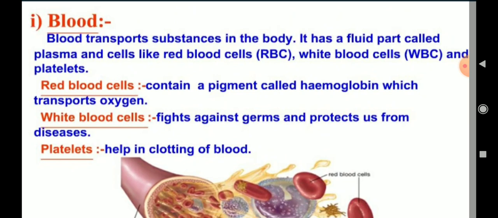Blood is a fluid substance. Blood has three types of cells: RBC, WBC and platelets. RBC means red blood cells, WBC means white blood cells, and platelets. Okay, blood's main function: transport substances in the body. What is the main function of blood?